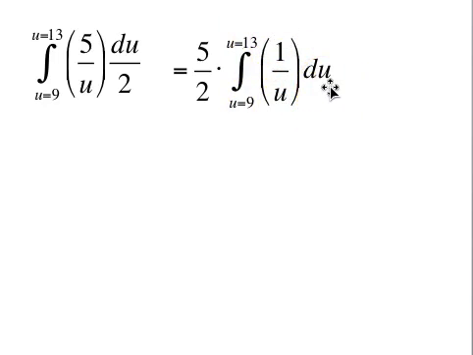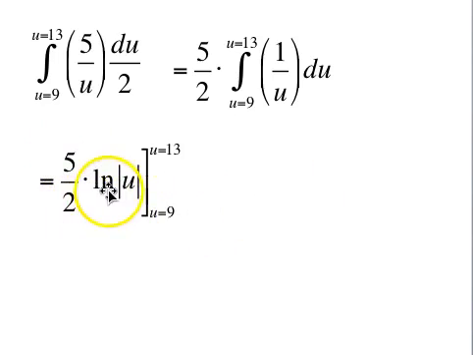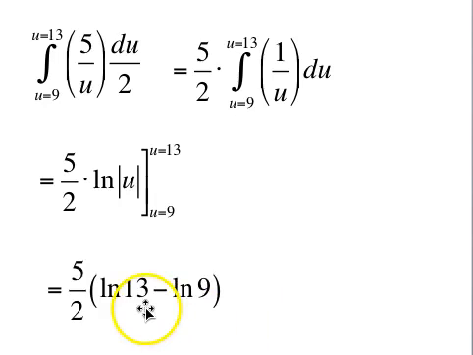And then we have to remember the derivative of natural log of x is 1 over x. So the integral of 1 over x is natural log x, actually natural log absolute value of x. So the integral of 1 over u is natural log u. So we have 5/2 natural log absolute value of u as u ranges from 9 to 13. So it'll be 5/2 times log 13 minus log 9, where log 13 and log 9 are in parentheses. And that's that problem. Next up, we have the integral from 1 to e of log x over x dx.